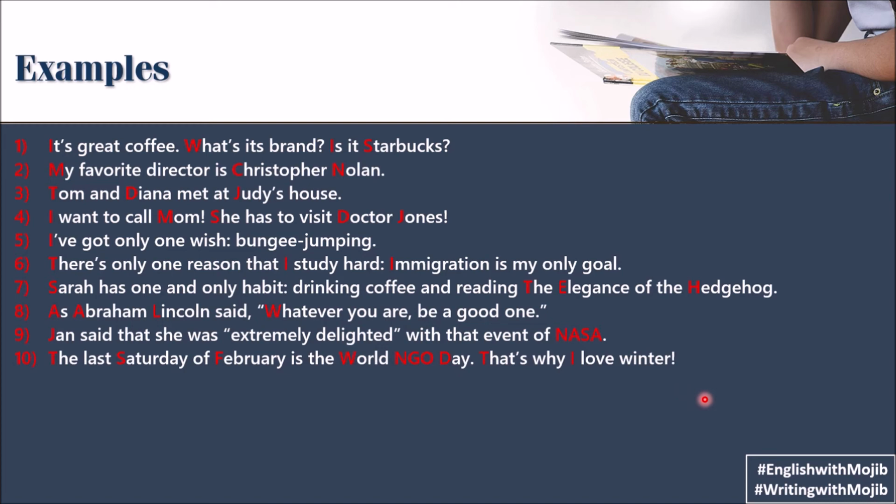10. The last Saturday of February is the World NGO Day. That's why I love winter. T, beginning of a sentence. Saturday, the weekdays are always capital. February, months are always capitalized. Is the World NGO Day, it's a title. It's a name of a day. We are talking about a special day, a specific day. So we capitalized the important words, and NGO is an acronym, so it should be capitalized with all the letters. N, G, and O are used in uppercase form.